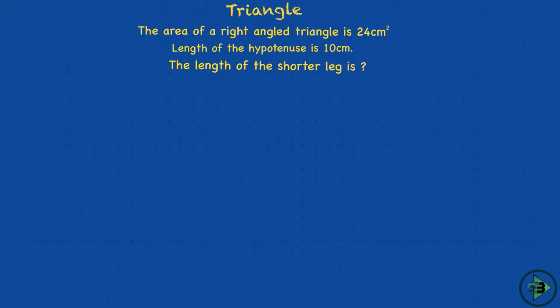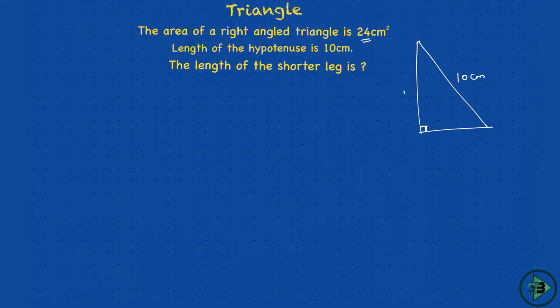Okay, so what is given here? The area of the triangle is 24 centimeter square. The length of the hypotenuse is 10. Find the length of the shorter leg. Okay, so we know that it's a right angle triangle. So this is how it will look like. Right angle triangle, angle 90 at this. So this would be my hypotenuse. Hypotenuse is given to me as 10 centimeter.